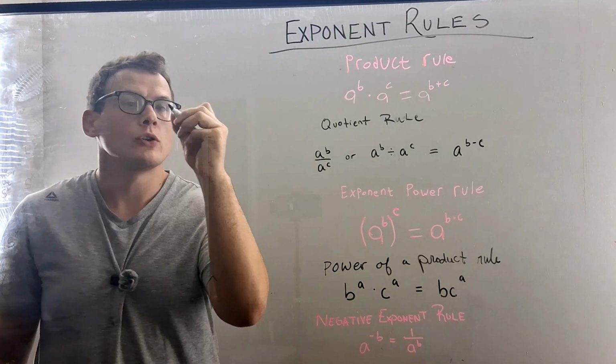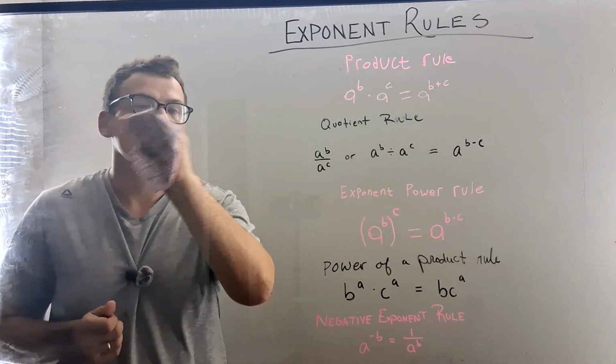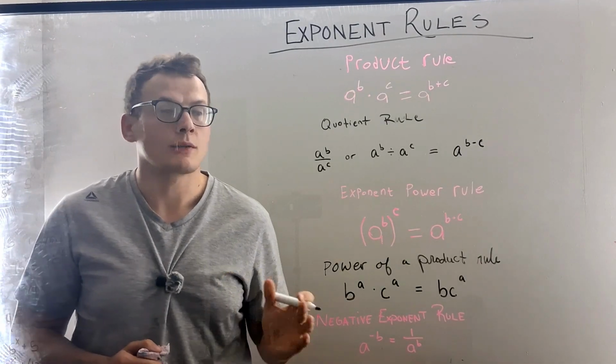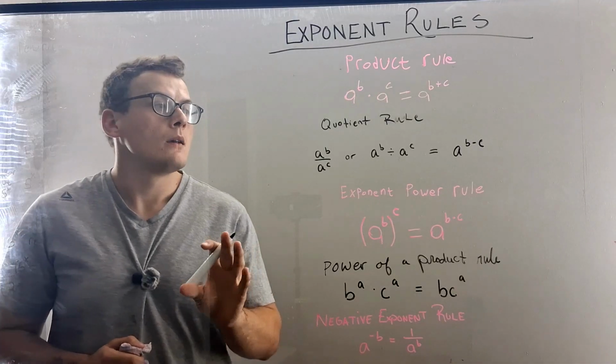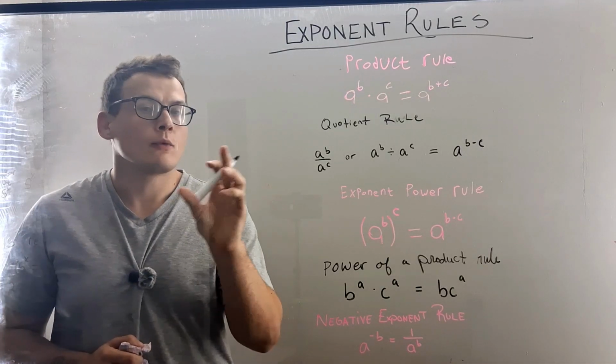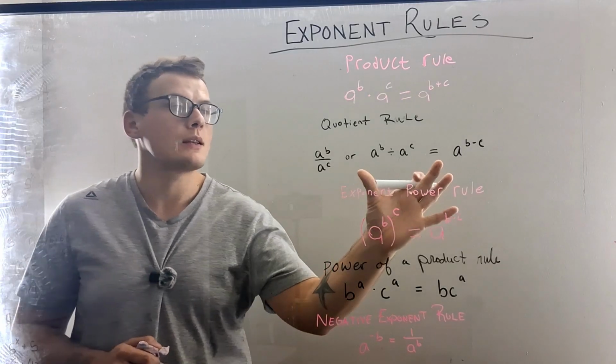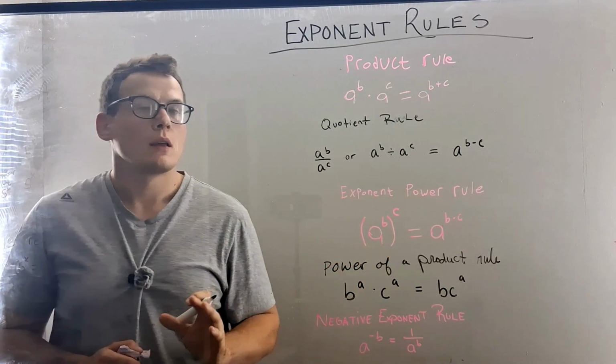Now, rule number 2, the quotient rule. This is used when we're dividing exponents, okay? Now, let me give you an example. Now, remember, the same rule applies. It has to be the same base. And you can see the quotient rule here.